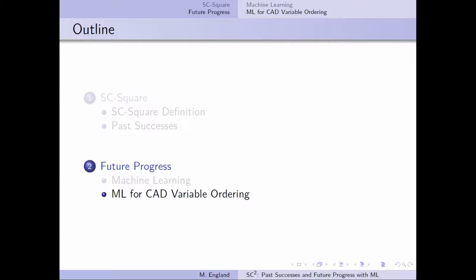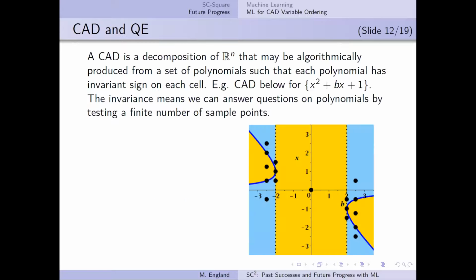So I'll finish my talk now with a few words on my own work in this area. My work is to do with this cylindrical algebraic decomposition algorithm, which I don't have time to define in detail, but I'll give a pictorial explanation here. Basically, it's a decomposition of a real space produced from a set of polynomials such that each polynomial has invariant sign on each cell. The picture on the slide here is for the polynomial x squared plus bx plus 1, where b is the horizontal axis, x the vertical axis, and the different colored regions you see there are the different cells that a CAD would produce.